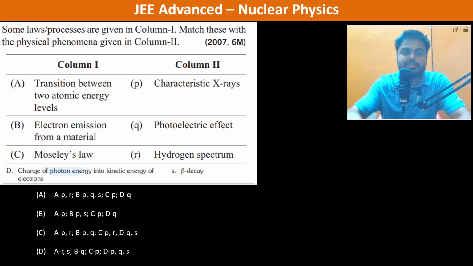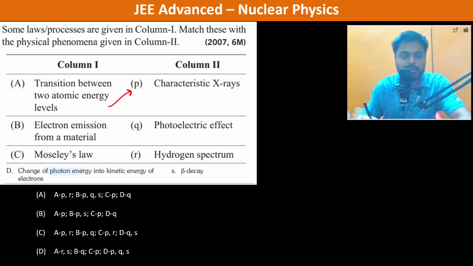Some laws or processes are given in column 1. Match these with the physical phenomenon given in column 2. First, the transition between the two atomic energy levels. So yes, the transition between two atomic energy levels, that gives rise to the characteristic X-rays.